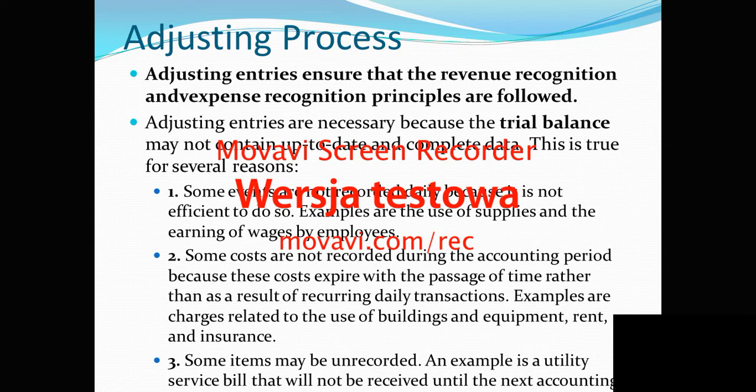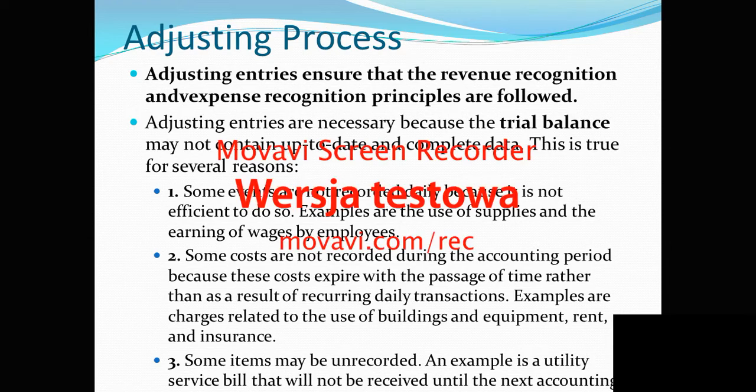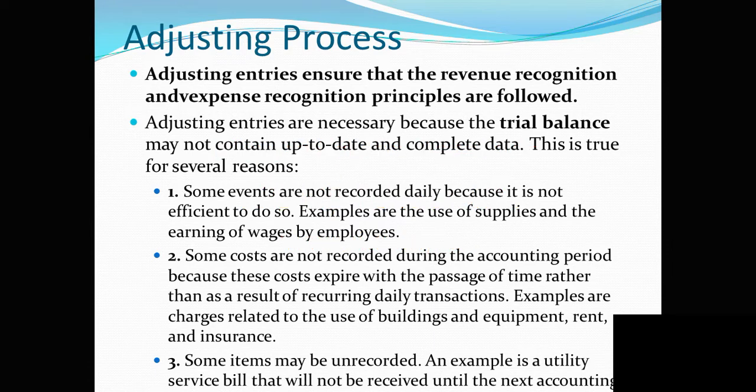And number three is some items may be unrecorded. An example is a utility service bill that will not be received until the next accounting period. So even if the utility bill is received after the current accounting period finishes, because this utility bill is an expense that belongs to the current accounting period, you need to make the necessary adjustment. Okay.